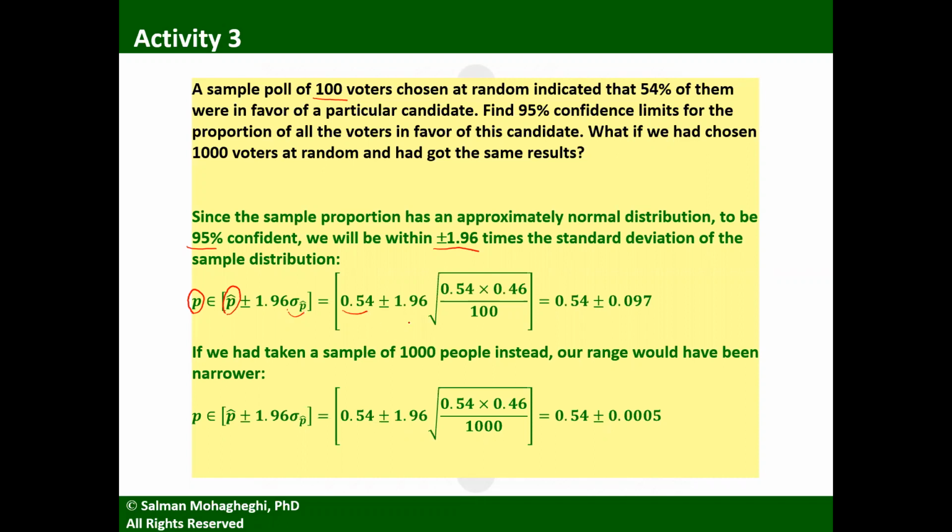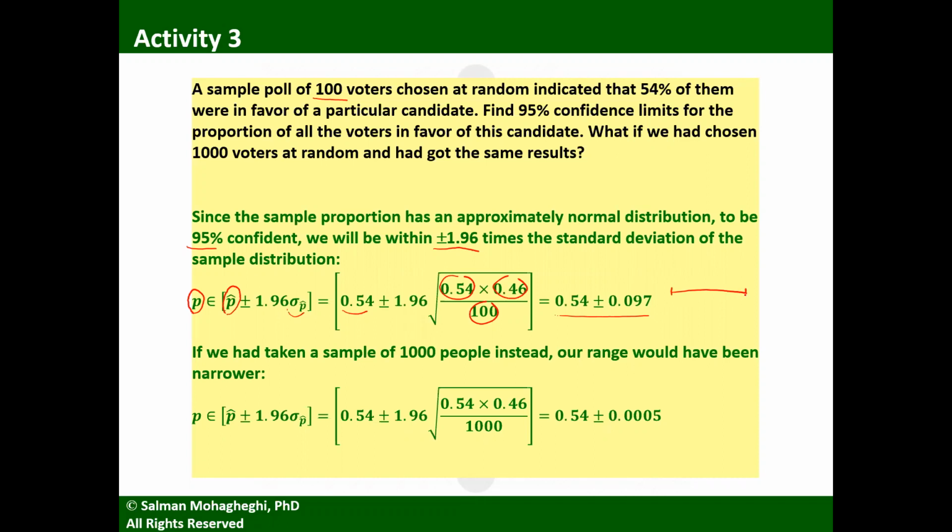I got 54%, plus or minus 1.96 times the square root of PQ over n. Notice that because I don't know P and Q for the entire population, I approximate them with the values from the sample. So this is P hat times Q hat divided by 100. And I will get 54% plus or minus 0.097. This is basically a range that goes from 40-something percent to 60-something percent, meaning that I know I'm going to be between 40-something and 60-something percent.